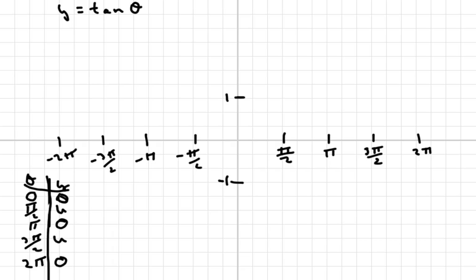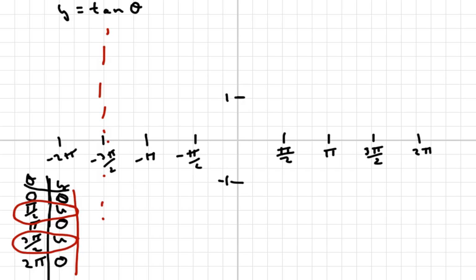Now for tangent, for the quadrantals, we basically just need to know the values of 0, undefined, 0, undefined, and 0. So at 0 we're at 0, and I'm going to draw asymptotes where it's undefined. So it's undefined at 90 degrees and at 270 degrees. And I'm going to draw asymptotes here.